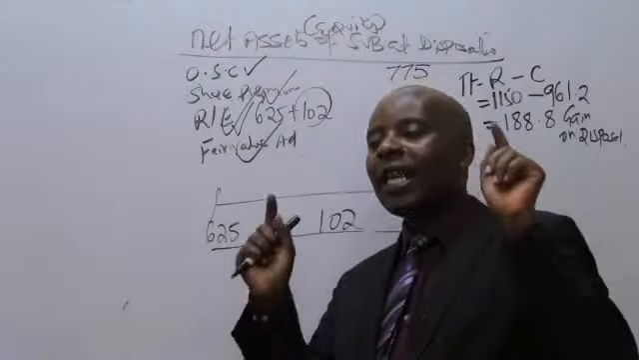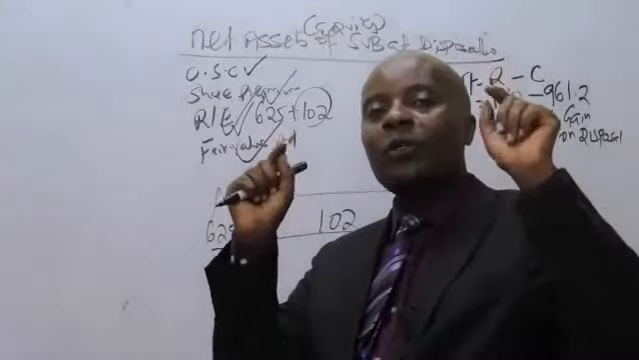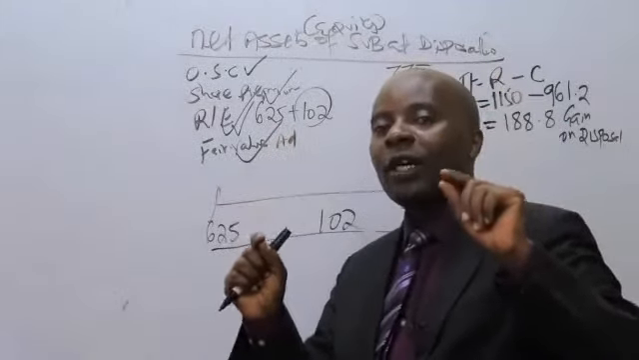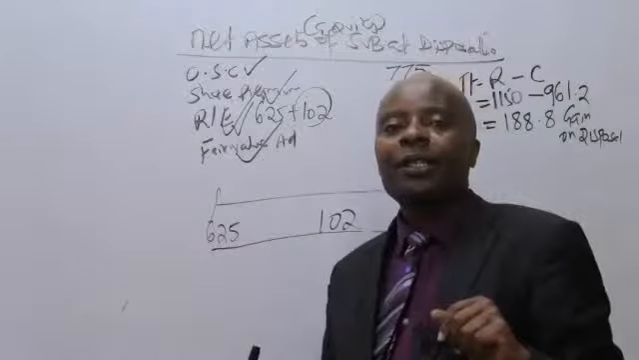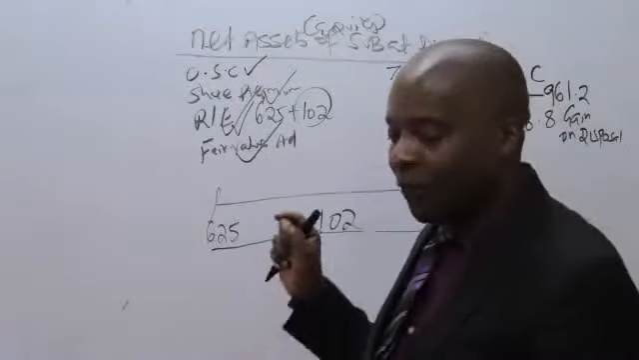So then we have gotten 188.2. Could you kindly take that figure to the statement of consolidated income, right? Take that figure of gain.